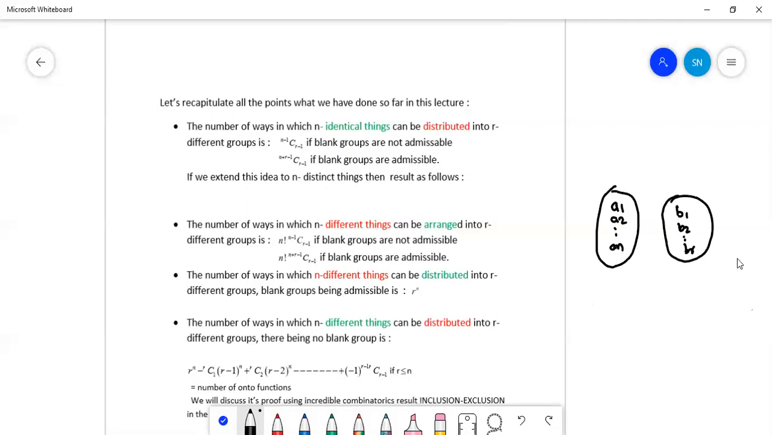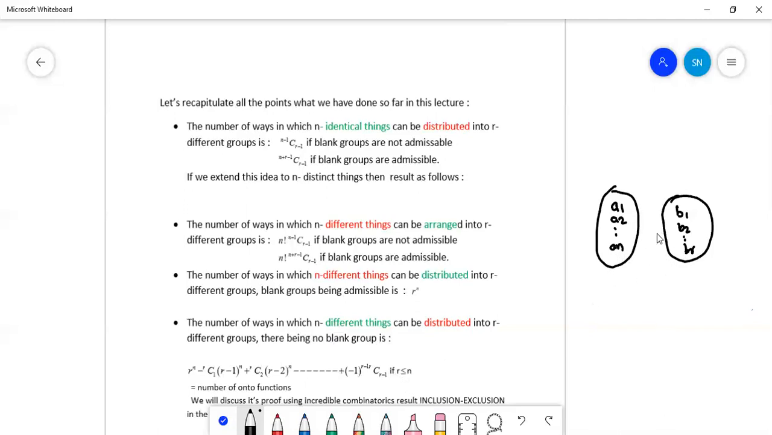So this is nothing but, as we know, a function. The number of possible mappings of these n elements into r elements of the second set is nothing but r power n. By the multiplication theorem, easily you can understand r power n. Whereas in the second example, the number of ways in which n different things can be distributed into r different groups, there being no blank group. So that means no blank group. So I cannot leave any element out. Of course, there must be a condition, r less than or equal to n, otherwise it is not possible.